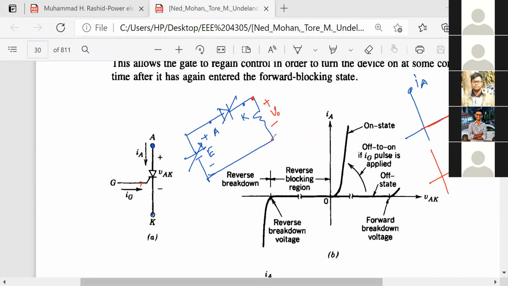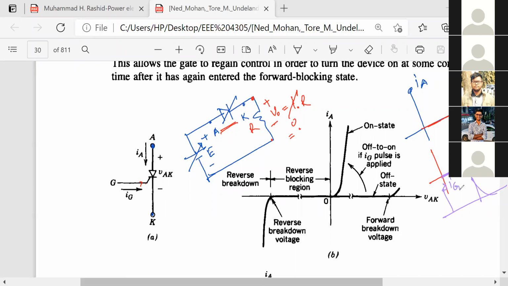If we don't give any gate signal, and we have just made it forward bias, there will be no current. If there is no current, what will your voltage V0 be? Zero. V0 equals I0 R. So if I is zero, we will not get any voltage output.